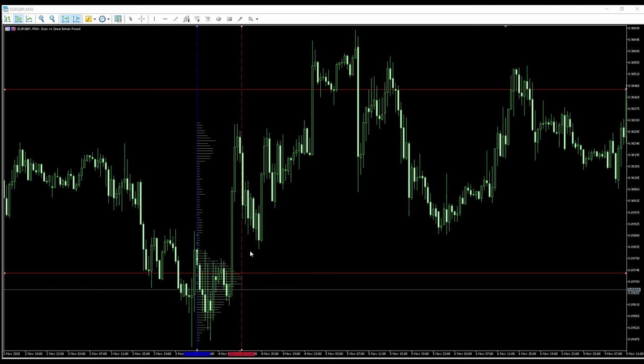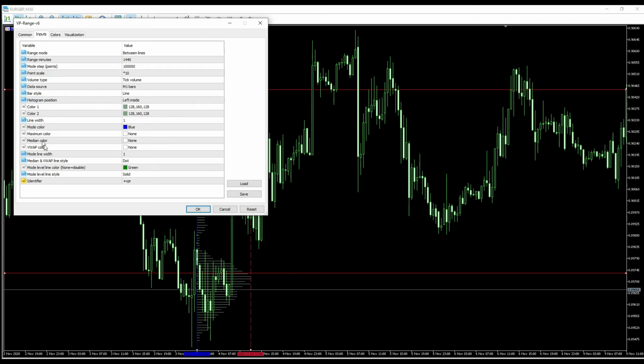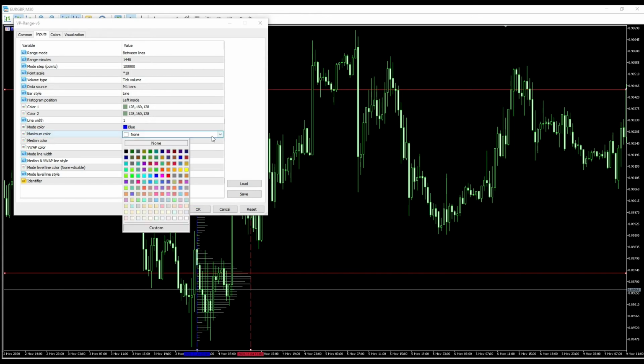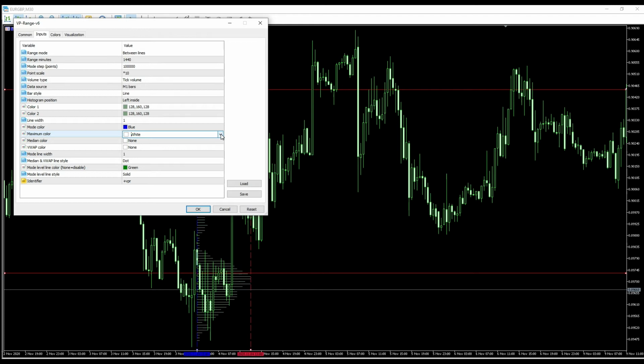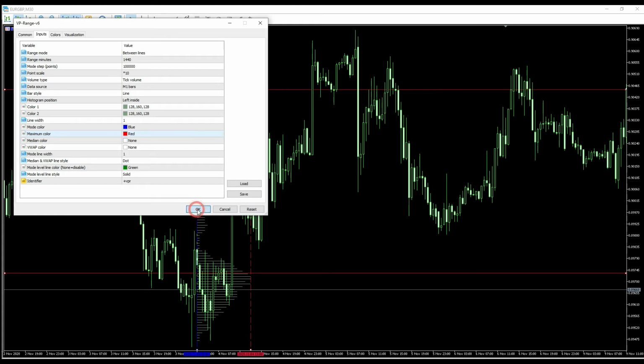Okay, let me change something in my settings because I need to see my point of control, my POC, clearly. Point of control line, maximum color, right? So I'll change this into white. Can I see white actually? The screen is black. Okay, let me change this into a color which I won't have trouble seeing, which is red.